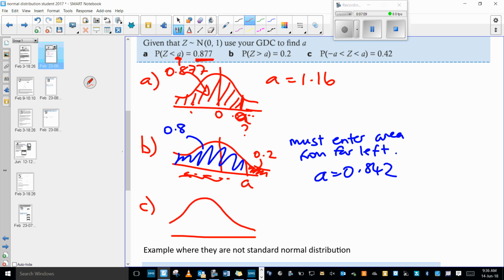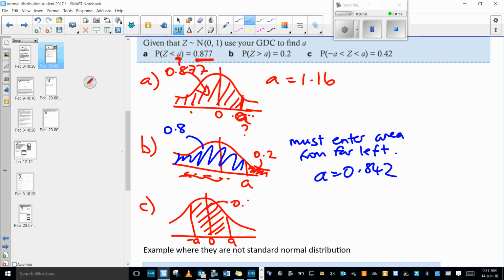Alright, so we're saying that the probability of something happening is in between two values, negative A and positive A. The A represents the same number, so it's not going to be negative 0.1 and positive 8.2. The A has to be the same number, so it has to be symmetrical. So that would be A on the right, and we'd have negative A over here. And we know that the total area of this would be 0.42.